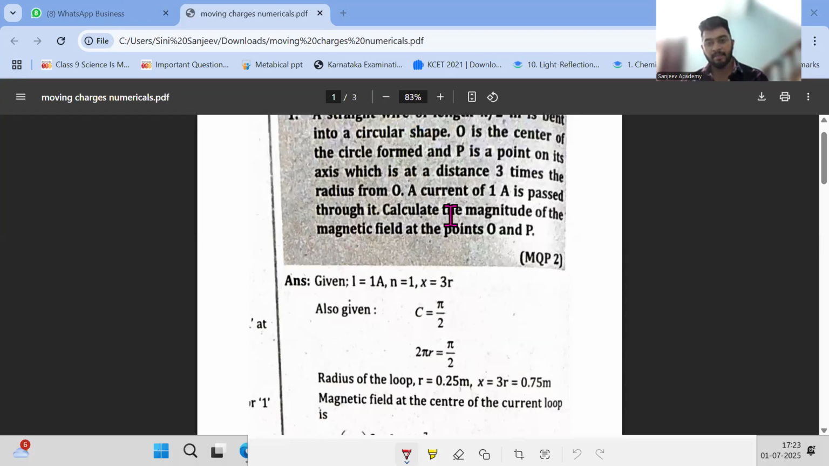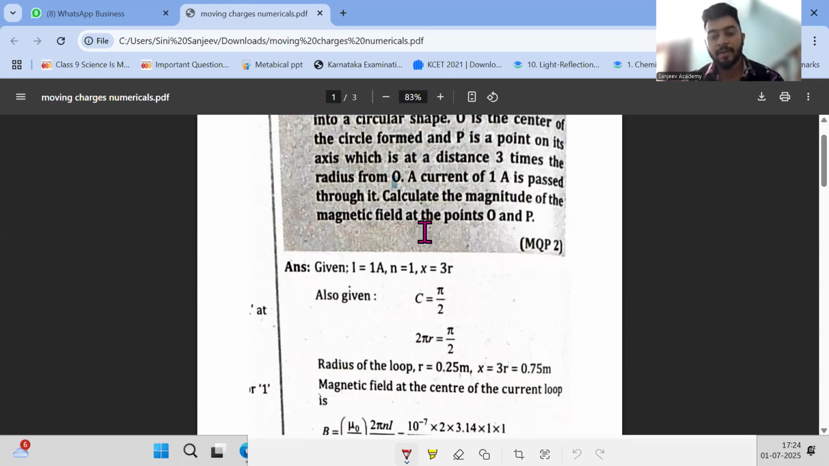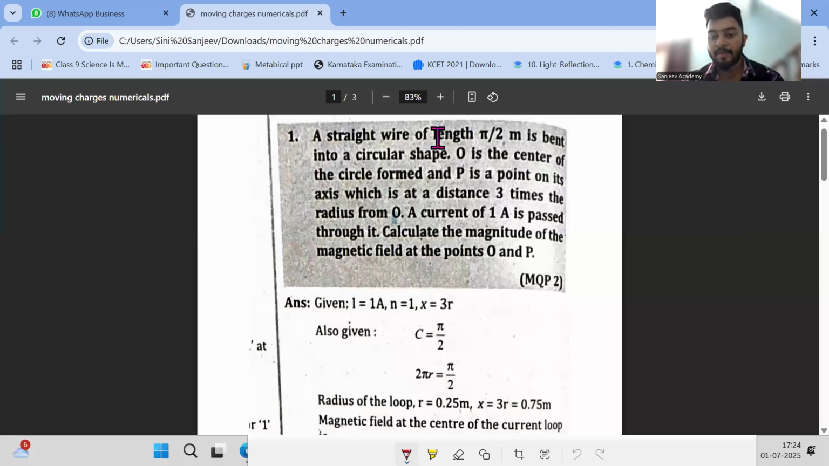As you can see, a straight wire of length pi by 2 is bent into a circular shape. O is the center of the circle formed and P is a point on its axis, which is at a distance 3 times the radius from O. A current of 1 ampere is passed through it. Calculate the magnitude of the magnetic field at the points O and P. P is a point on its axis, at distance 3 times the radius. So x is equal to 3r. Correct?